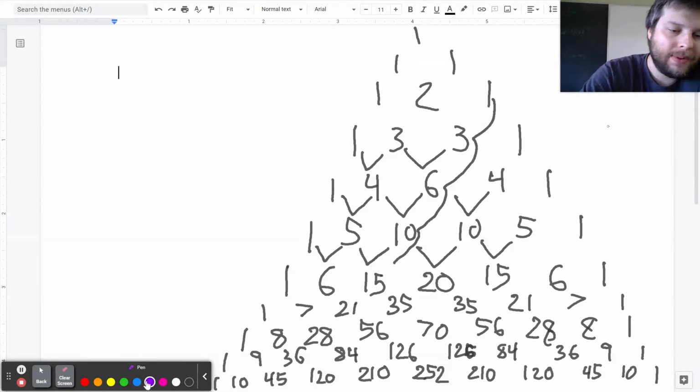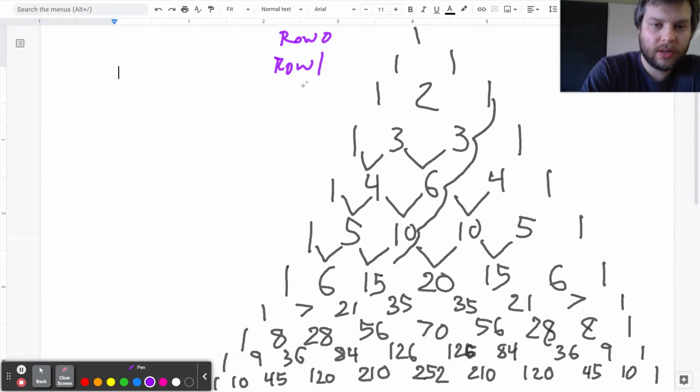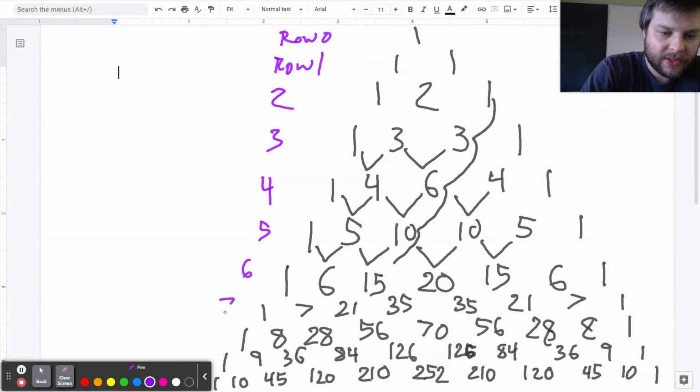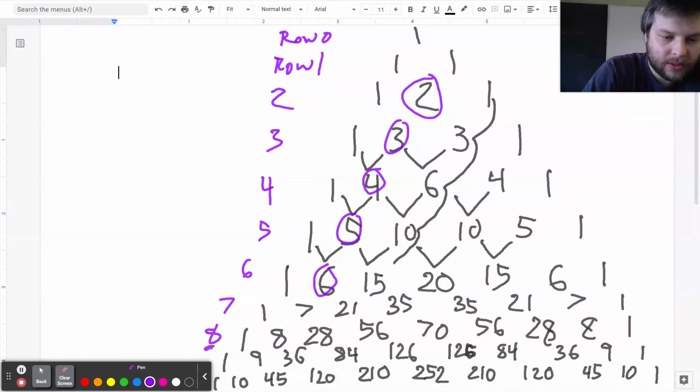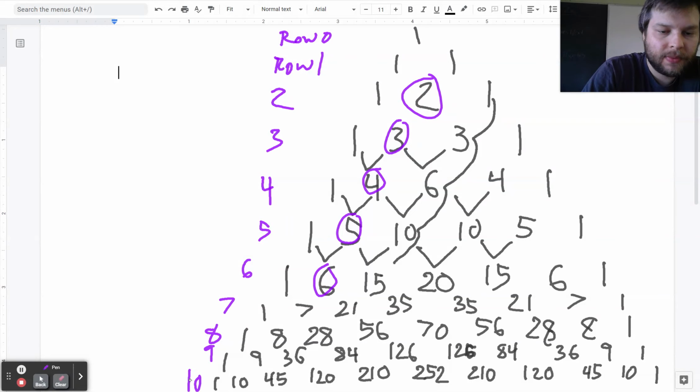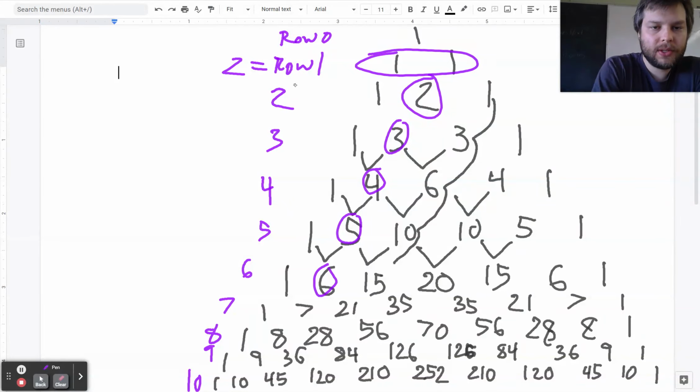And so I'm going to call this top row, row 0. So then here we have row 1, row 2, row 3, row 4, row 5, row 6. And so the row number matches with the number right there on the second diagonal. Row 8, row 9, row 10. And one thing that I hope you notice is that when you add up all the numbers in the row, 1 plus 1 makes 2.